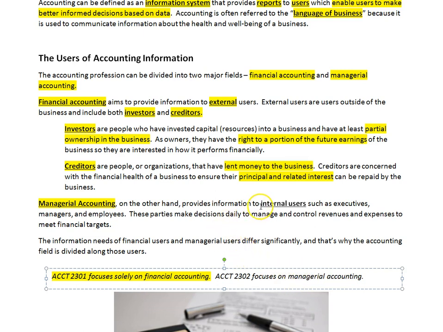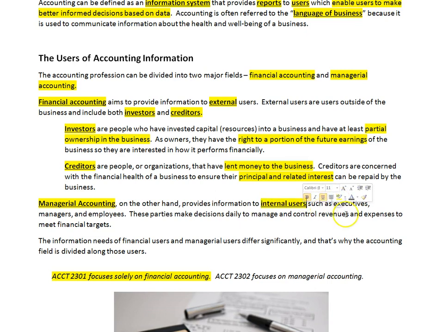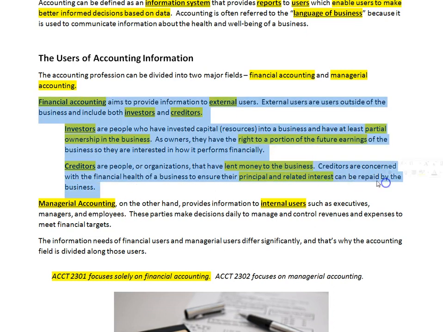But managerial accounting does provide information instead to internal users, such as the executives, managers, and employees. Basically, decisions that help them run the business better. Things like budget, how many units do we have to sell to break even, what sales price should we have in our unit, how many units should we produce, all these other different types of decisions that occur inside the business. But we're going to be focused solely on financial accounting in this course.